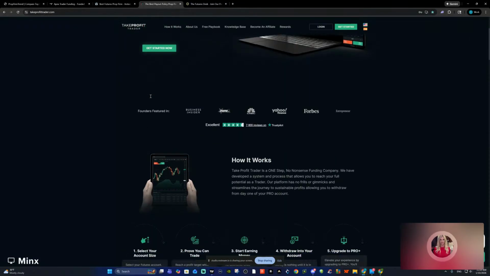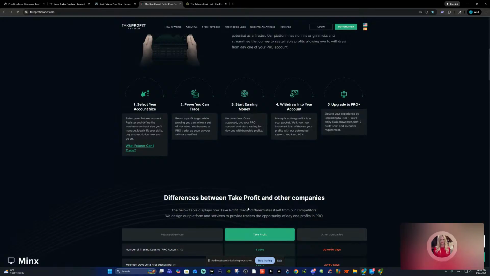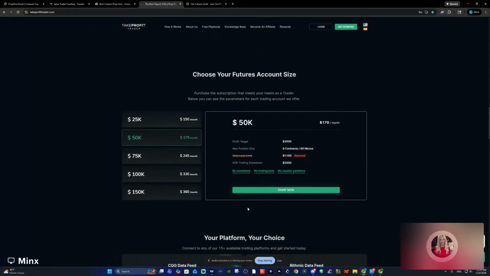Here, this is with Take Profit. They have daily payouts as well. It does take 5 days. They do have a 50% consistency, and I'll go over what that means in a little bit. But most of these firms, it's about the same.